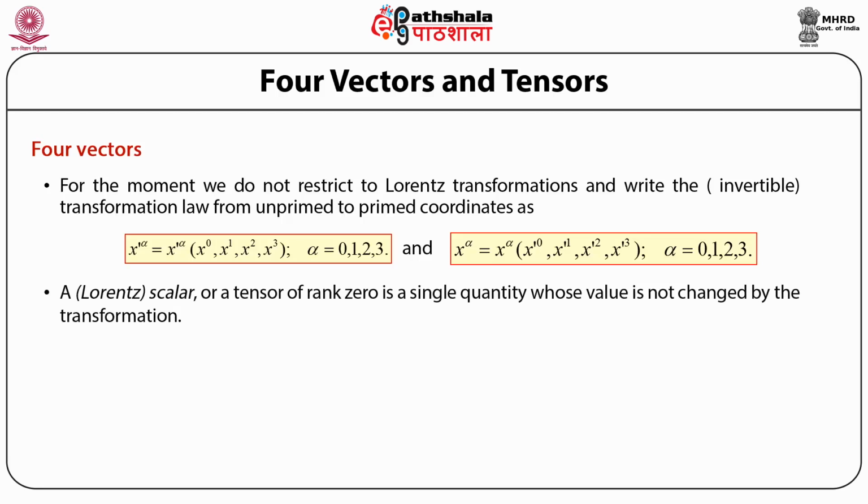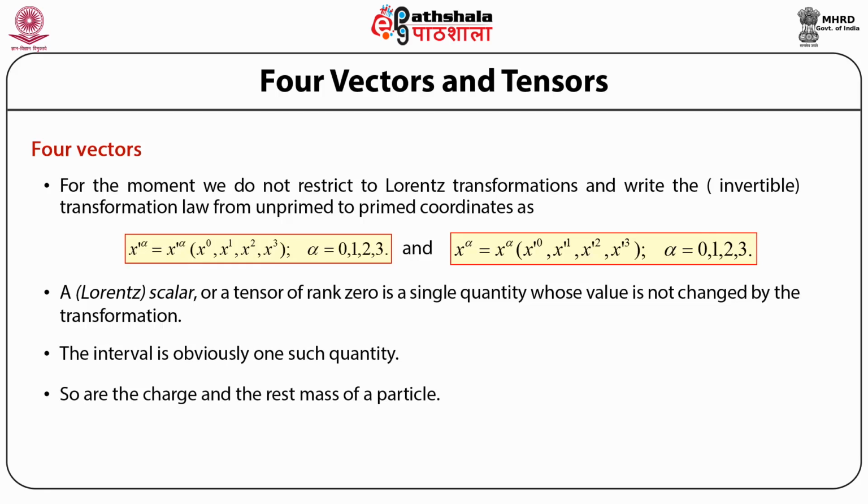A Lorentz scalar or a tensor of rank 0 is a single quantity whose value is not changed by the transformation. So when we are taking the 0th component of these four vectors, then it is a Lorentz scalar and is referred to as a tensor of rank 0. The invariant interval that we had defined earlier is one such quantity, and so are the charge and the rest mass of the particle. That is, when we consider the charge of a particle or the rest mass of a particle, they are also invariant quantities or tensors of rank 0.